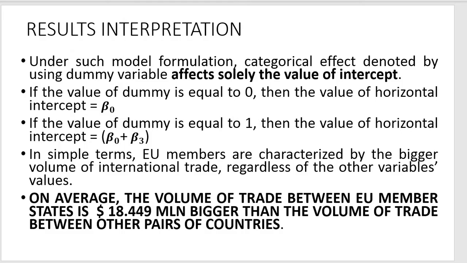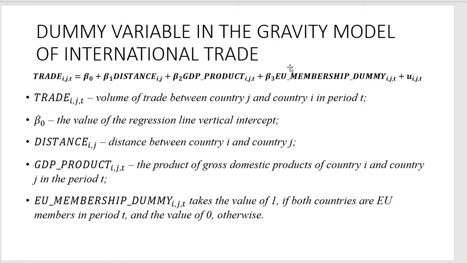So, okay, you have it here. In this case, if the value of this dummy is 0, then the value of vertical intercept is just equal to beta 0. However, when it's equal to 1, then the value of vertical intercept is equal to beta 0 plus beta 3. So in this case, we did not multiply dummy by any of these variables. You will see why we can do this in a minute. So basically, it will just affect the value of intercept.